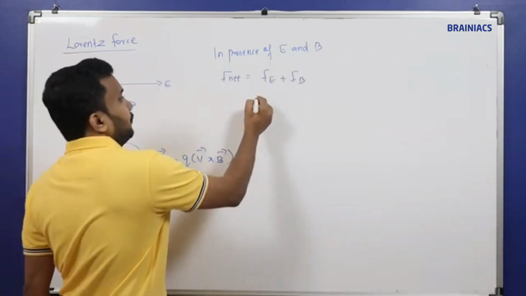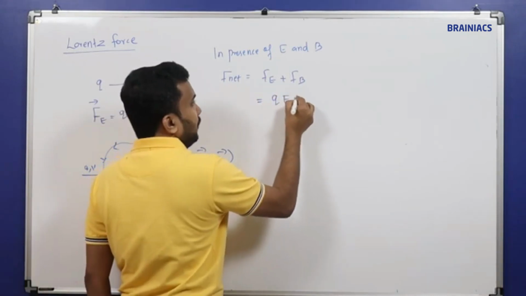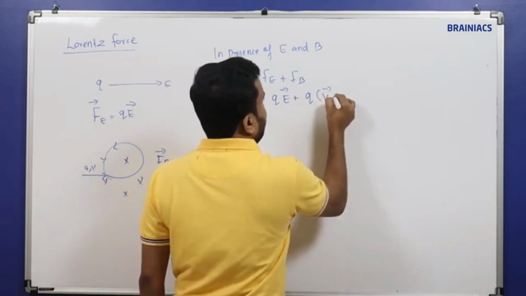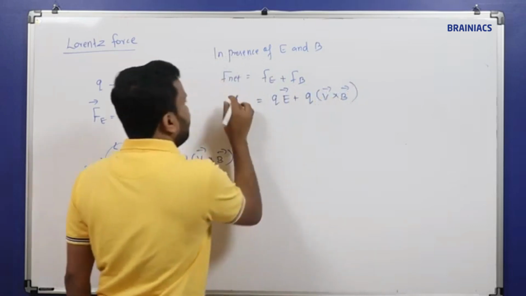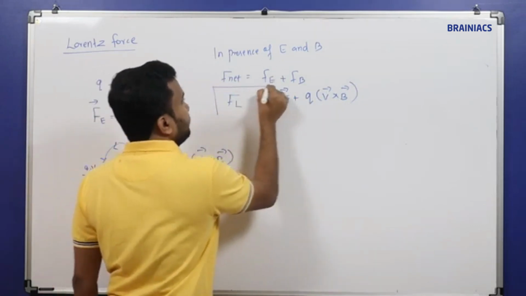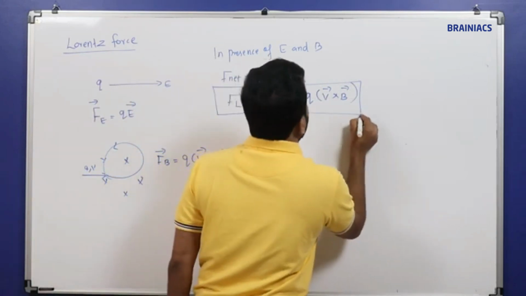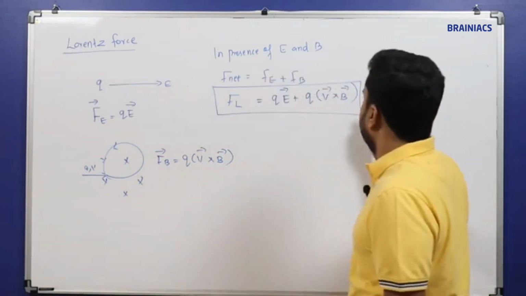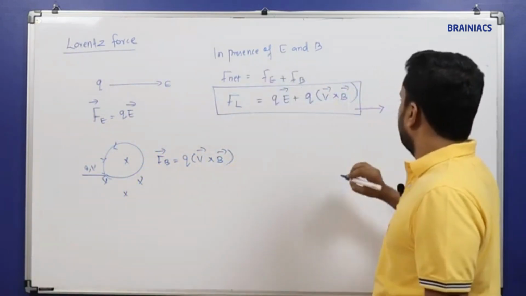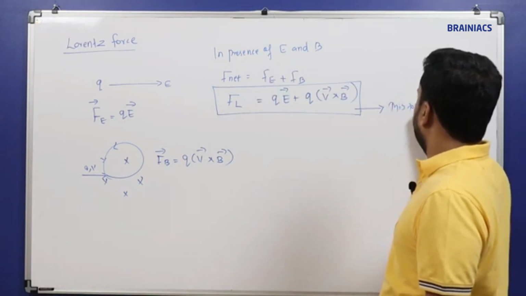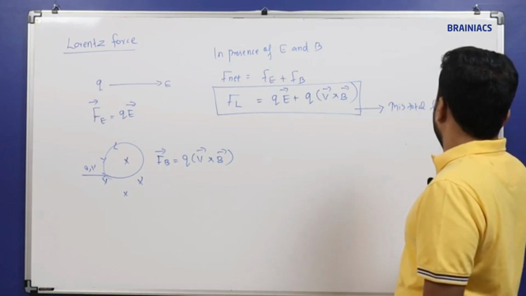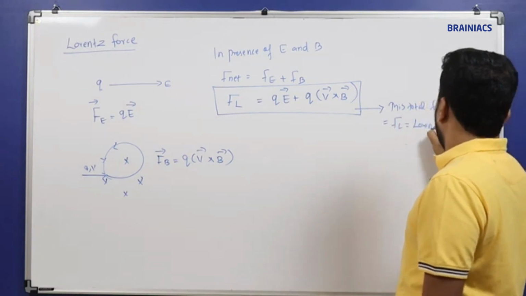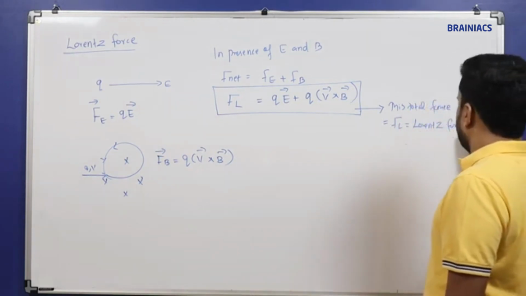What is electrical force? Which is called QE. What is magnetic force? Magnetic force is Q into V cross B, and this net force is nothing but the Lorentz force. In presence of electric and magnetic field, F net will be equal to Fe plus Fb. This is a total force, which is called F net, equal to FL, that is called Lorentz force.